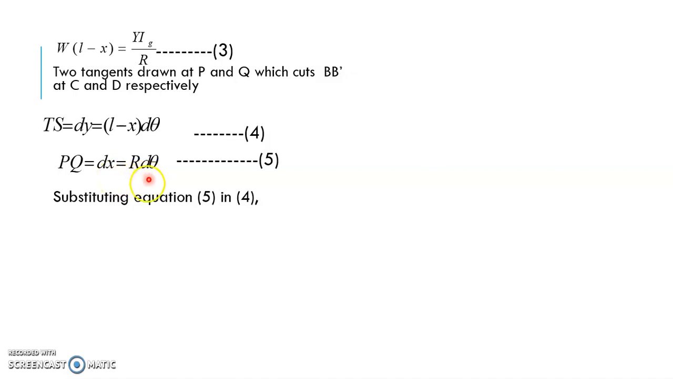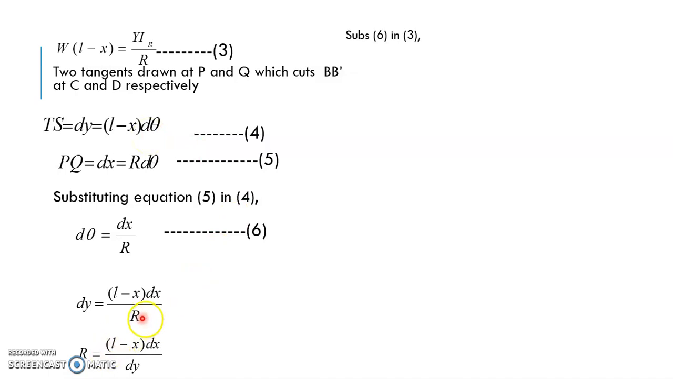Then, PQ is the distance dx, which is equal to r into d theta. That is equation 5. Therefore, substitute equation 5 in 4. We get d theta is equal to dx by r, that is equation 6. This d theta is substituted in equation 4. Therefore, dy is equal to L minus x, and substituting d theta from equation 6, dx by r. Therefore, dy is equal to L minus x times dx by r.